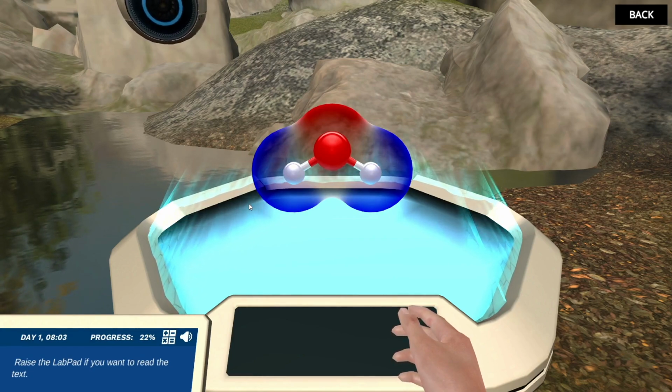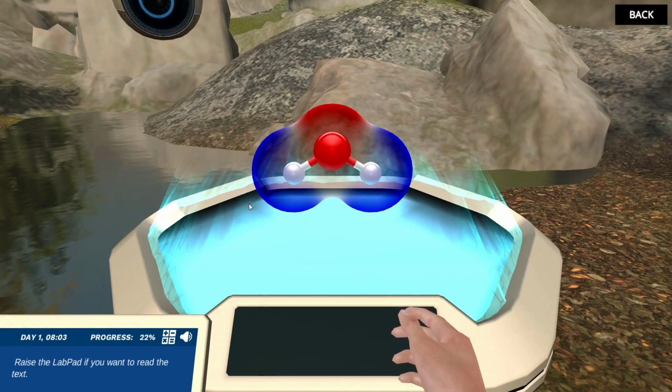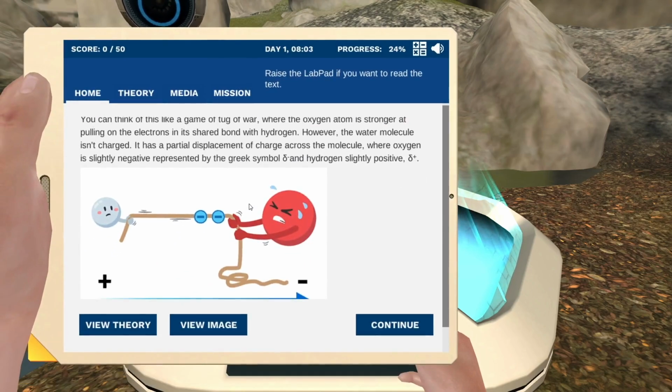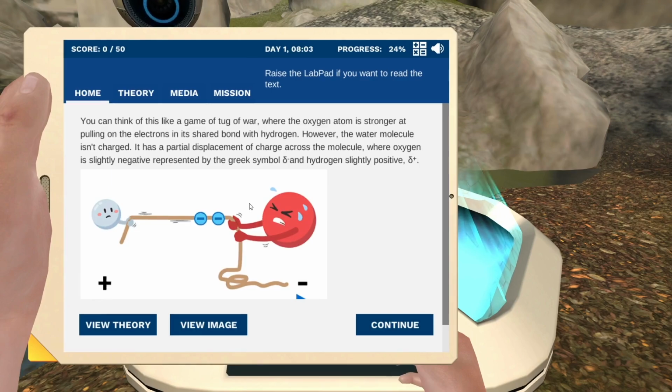Chemical polarity is a separation of electric charge. In the case of water, the oxygen atom is slightly more negative than the hydrogen atoms. Look at the image on the lab pad. You can think of this like a game of tug-of-war, where the oxygen atom is stronger at pulling on the electrons in its shared bond with hydrogen. However, the water molecule isn't charged.